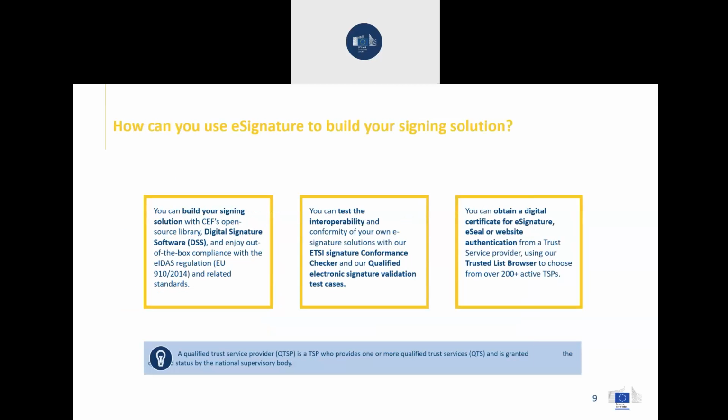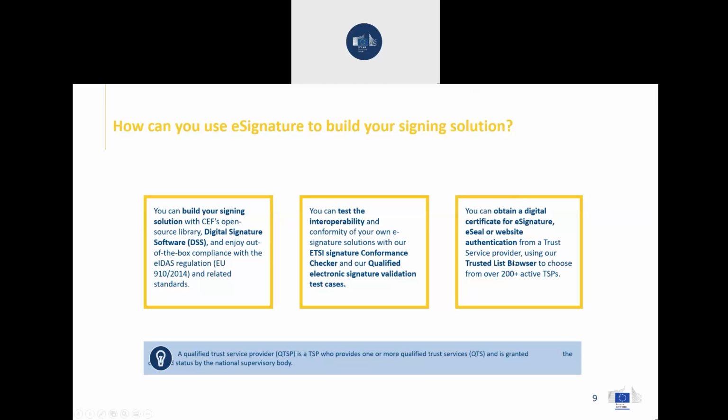The uses of eSignature are basically three. The first one would be building your signing solution based on DSS, which we're going to talk more about afterwards. Basically, if you use DSS for building your solution, you ensure out-of-the-box compliance with eIDAS. Then you have the ability to test the interoperability of the solution. Meaning, if instead of using DSS as the basis of your solution, you decide to go for your own development or to buy a commercial solution, you can use this conformance checker to ensure that this solution is aligned with eIDAS.